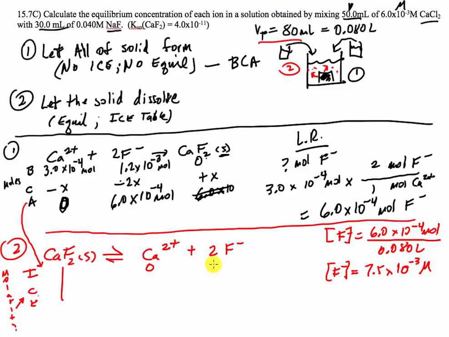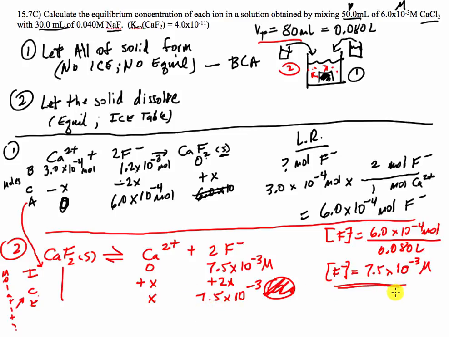Okay, so that would be my concentration of the fluoride. So 7.5 times 10 to the minus third molar, plus x, plus 2x, x. 7.5 times 10 to the minus third plus 2x. x is really small, so that's going to drop out. So then what I do is I just plug into my KSP and then I solve. What I'm looking for is x, because I already have my solubility of the fluoride. This is going to be the answer for the fluoride because it doesn't change much. You're not going to have much of a shift.